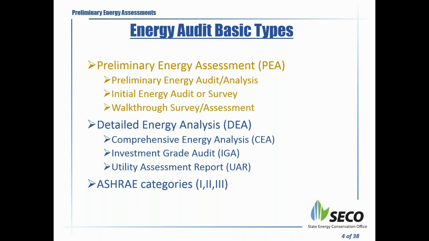So the SECO PEAs that are presented, if you are an ASHRAE buff, fall somewhere between level 1 and 2, so we call it a 1.5 level. It's a pretty comprehensive energy assessment that you get from the PEA, but I'll go over that again as we go through the rest of the presentation.